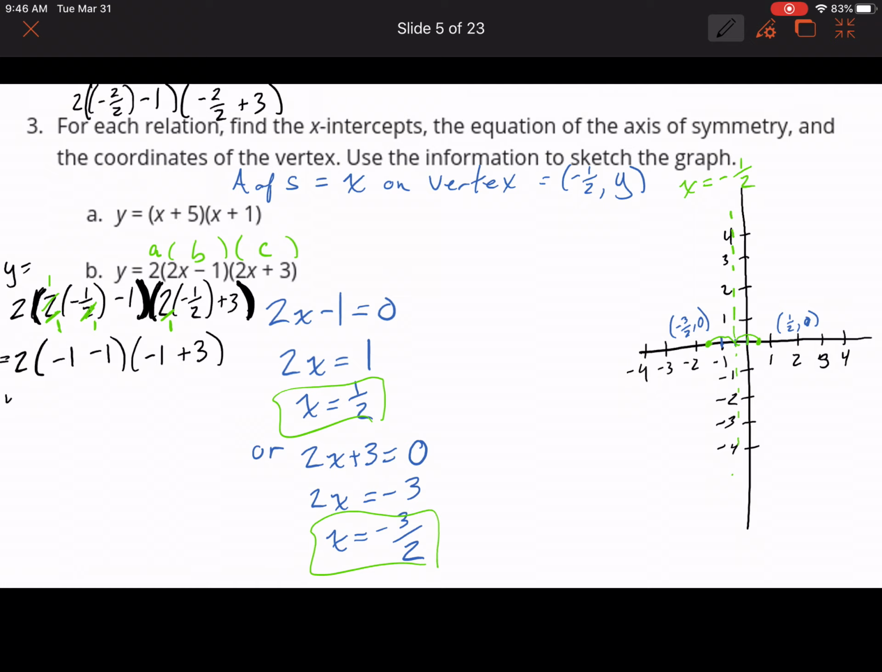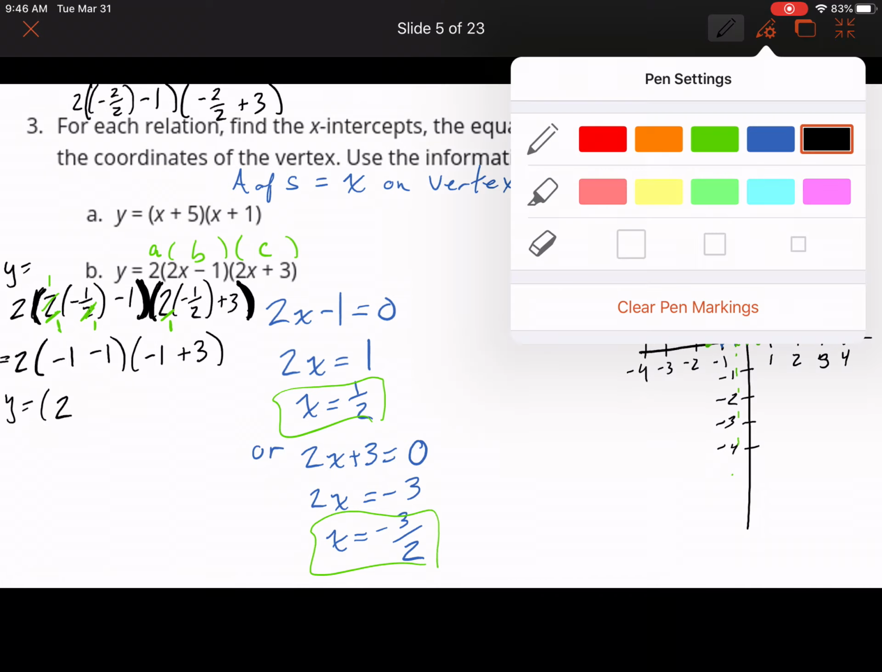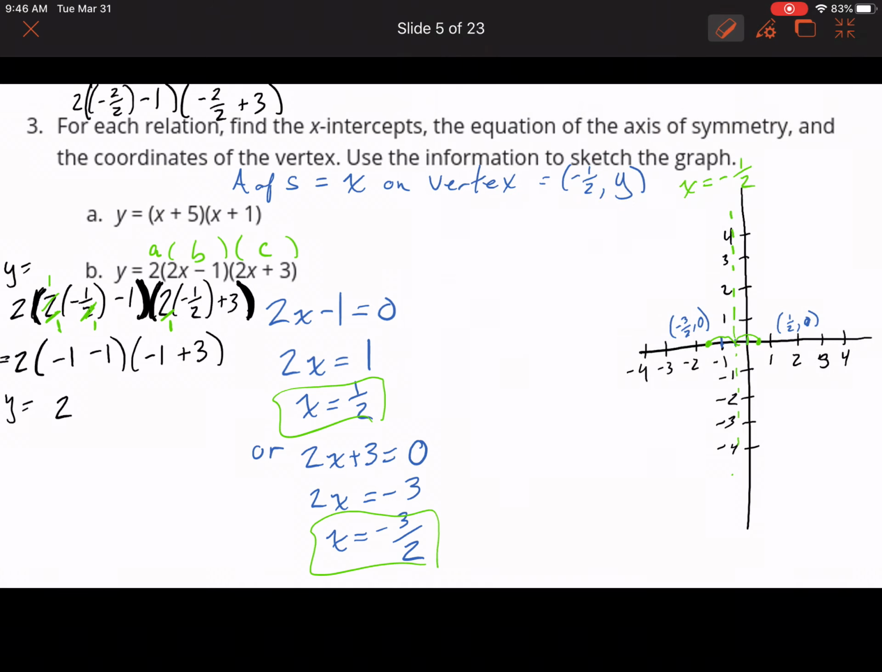So y equals, not a bracket there. Two times, remember we're minusing and adding, we're not multiplying here. So minus 1 is minus 2. Minus 1 plus 3 is 2. So we're going to end up with a negative number because we've got 1 negative and 2 positives. And 2 times 2 times 2 is 8.